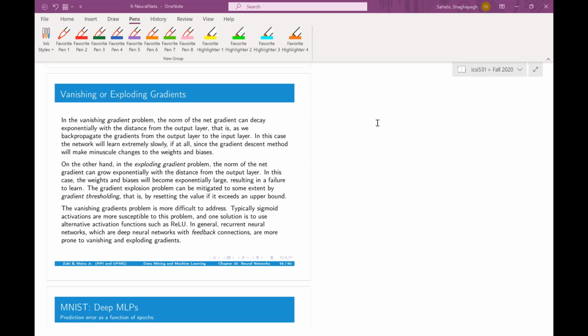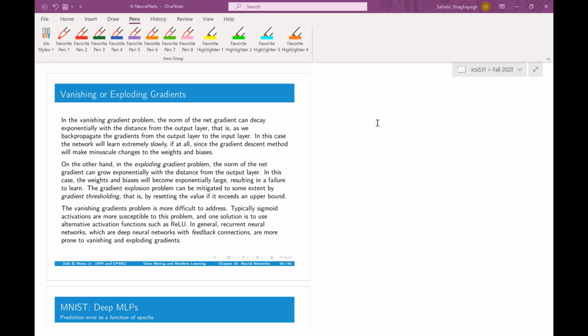On the other hand, there is another problem that can happen, and that is as we are propagating our errors backwards towards the beginning of the network, the gradients are going to get too large. And when they get too large, then basically we are going to grow our gradients exponentially with the layers. And it's going to make our network not learn the correct parameters for the model.